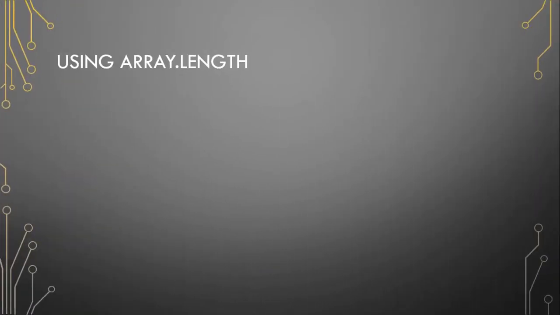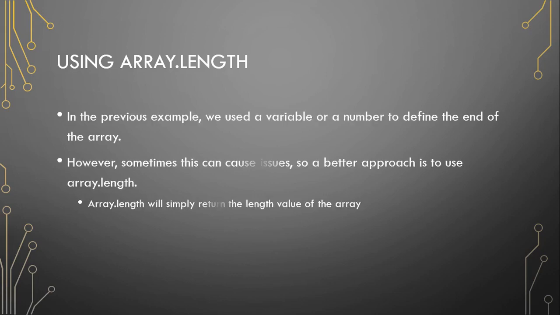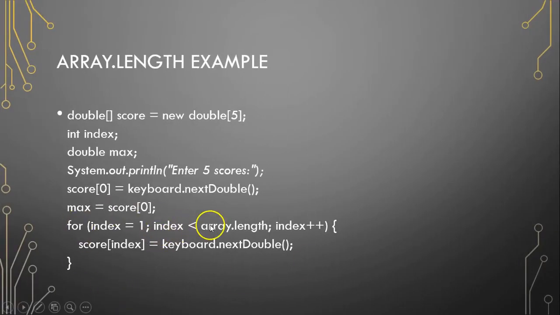Let's go ahead and look at using array.length. For this example, we use a variable or a number to define the end of the array. However, sometimes this can cause issues, so a better approach is to use array.length. Array.length will simply return the length value of the array. So here's the exact same program that we just saw, except instead of having this be explicitly defined as a number value, we are now using array.length.